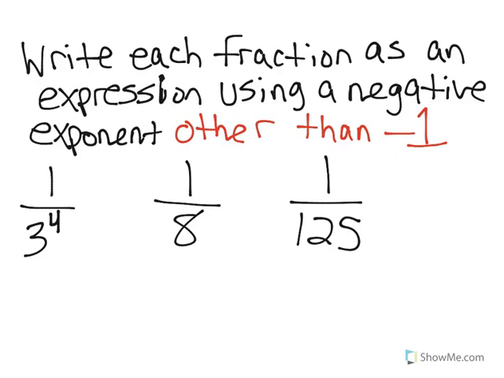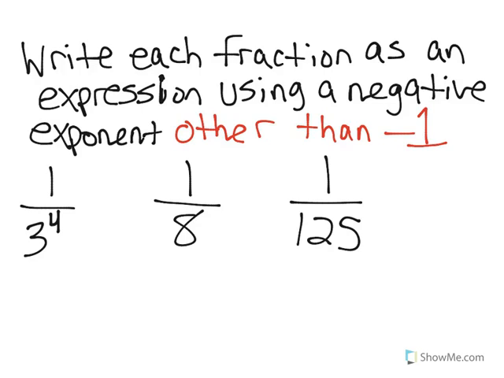Alright, so in these we're going to go in the other direction. Sometimes you're going to rephrase it and you want a negative exponent. So in these examples, the instructions are write each fraction as an expression using a negative exponent, but for the sake of making it interesting, other than negative 1. Because obviously you could easily move, for example, this middle one, 1 over 8, to just 8 to the negative 1 power. But other than negative 1, let's be creative. That's what we're going to do. Alright, so let's start with the first one.